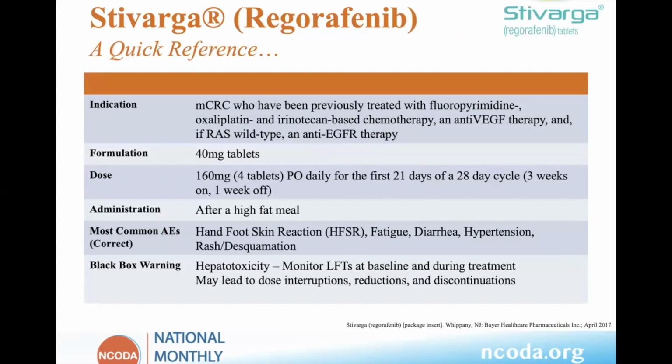So this leads us to where does Stivarga fit in the landscape of mCRC? This slide really serves as a brief review, and I think most of us have experience with Stivarga. I'm just going to briefly indicate that Stivarga is for patients that have received standard therapy, and the standard starting dose is 160 milligrams for the first 21 days of a 28-day cycle. And again, the slide will be available when they post it to the NCODA site. Next slide, Stephen.